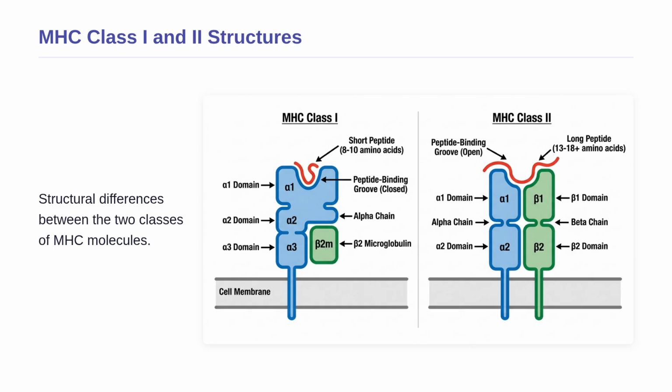Having done the math, let us visually examine the physical structures of these molecules. On the left of this diagram, you see MHC class 1. Notice how it consists of a single large alpha chain paired with a smaller protein called beta-2 microglobulin. This creates a closed-ended groove at the top that holds short peptides. In contrast, on the right, MHC class 2 is made of 2 roughly equal-sized chains, an alpha and a beta chain. This forms an open-ended groove that can accommodate much longer peptide fragments. These structural differences dictate how they function in the immune system.